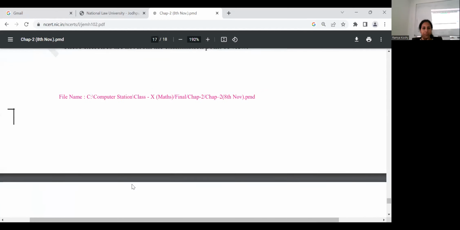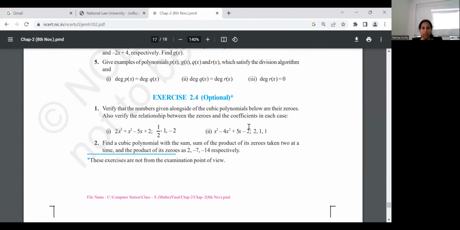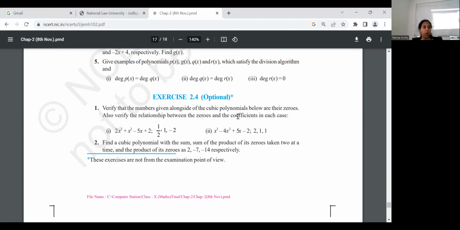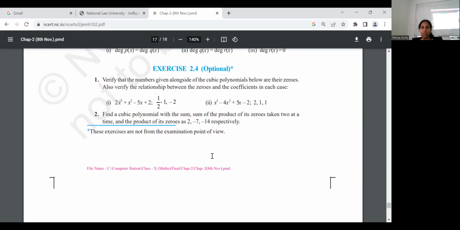Okay, see over here. If you look at this first question, verify that the numbers alongside the cubic polynomials below are their zeros. That part can come. Only that part. Verify that the numbers are zeros. Because verifying zeros, even if it's a cubic polynomial, you know how to do. You can substitute these values and check whether the answer is becoming zero or not. But verifying the relationship between zeros and coefficients for a cubic polynomial, that part is not there. That is deleted. Okay. Verifying whether they are zeros or not can come. That is part of the syllabus.